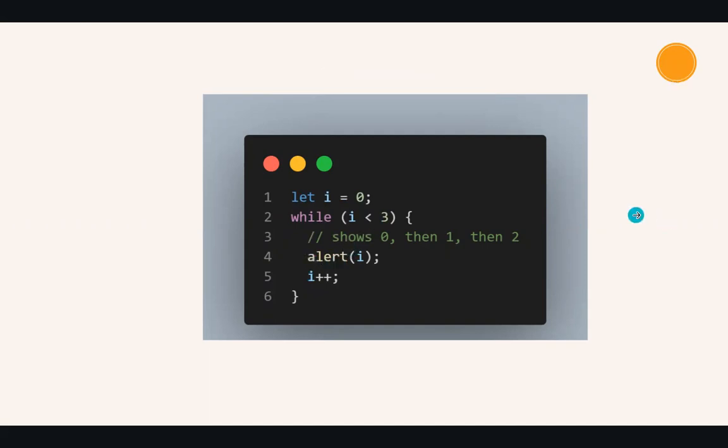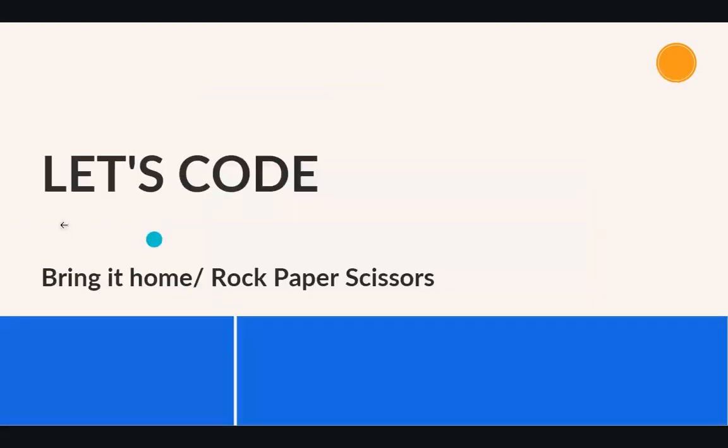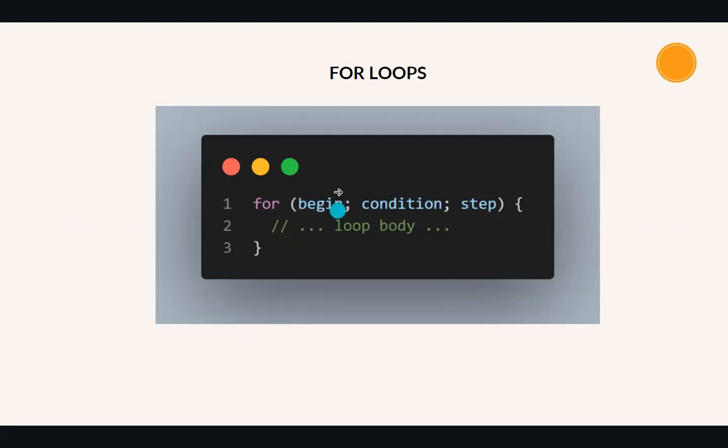For the for loop, you have the beginning, so where you want to start from, the condition, so while i is less than something or while i is greater than something, and how much you want to step every time the loop runs. So what you want to do every time the loop runs. Most times you just want to increment your counter every time the loop runs.